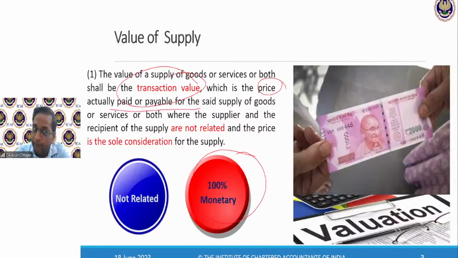Therefore, section 15 subsection 1 we have understood. It puts two conditions: if you are dealing with a related party, or if you are dealing with some non-monetary consideration, in that case the transaction value, the money paid or payable, will not be accepted. Pay the GST on the entire value. Otherwise, pay the GST on the transaction value.